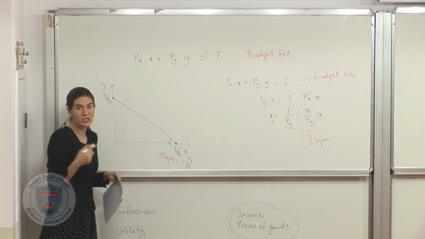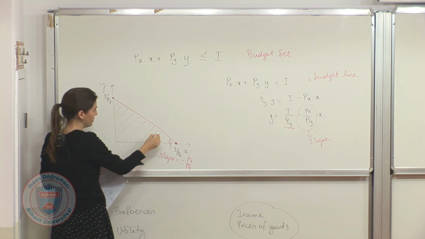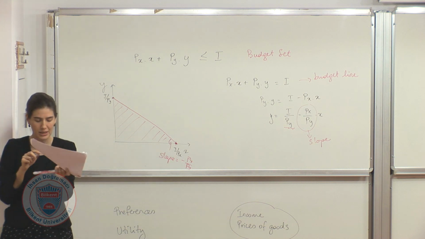And then where is the budget set? It's actually this line and all the points inside. So this is our budget set.